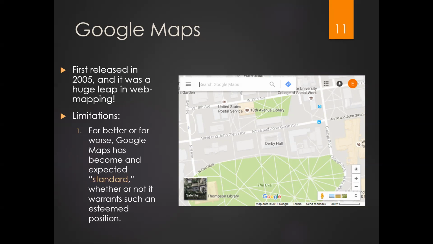So the first one is that Google Maps has become and is expected as the standard of the industry, which means that today, no matter what kind of map apps you're trying to use, you always see a general structure in terms of the web map on the right side of the slide, right? So everybody is following this template.